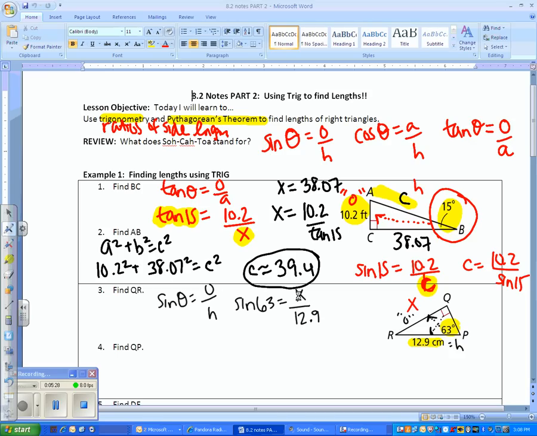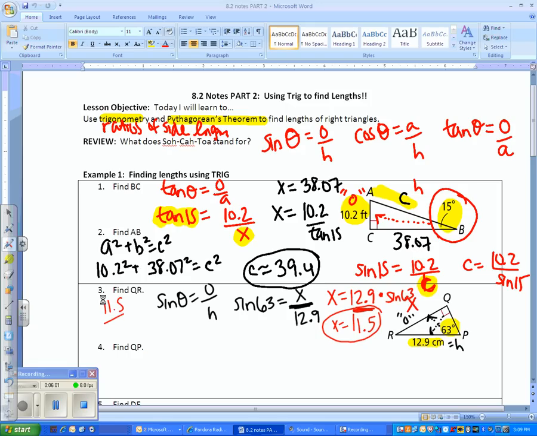This time x is on the top. So what's the opposite of dividing by 12.9? It's multiplying. So really our answer is 12.9 times sine 63. And I want you to put this number in front of sine 63, and that'll help you put it into your calculator easier. So put the 12.9 in first, times sine 63. And I got that x should equal 11.5 centimeters. Okay, so QR is 11.5.